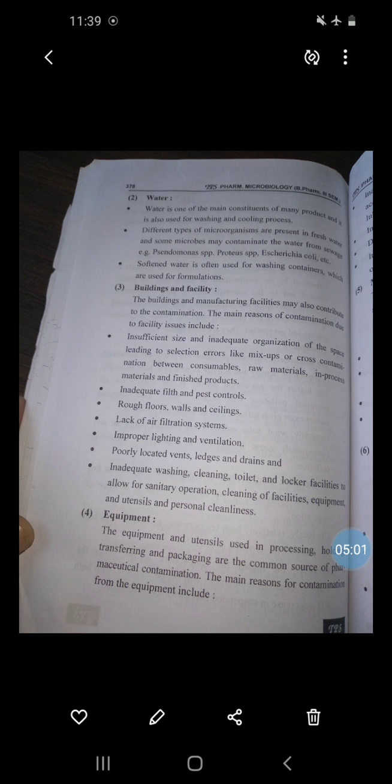The next factor, that is equipment. The equipment and utensils used in processing, holding, transferring, and packaging are the common source of pharmaceutical contamination.